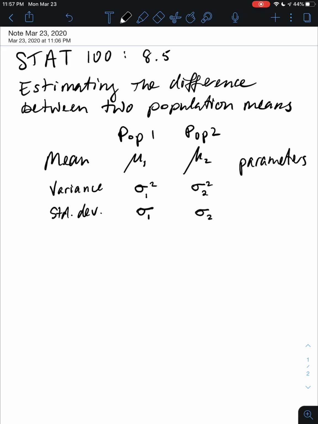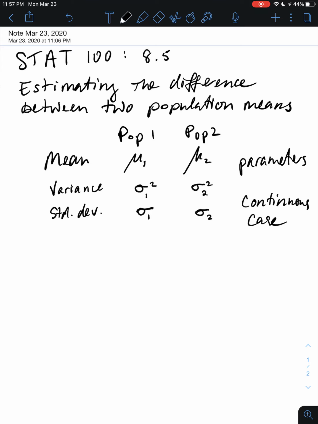And of course, I should mention that we are dealing with a continuous case here. So we're talking about measuring. There's also a discrete version, which we are not covering in this course. So when we're talking about the difference between two populations, we are only talking about population means in this course. Okay, so those are parameters.